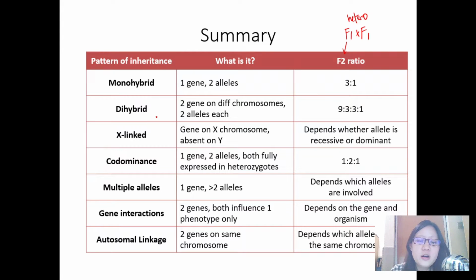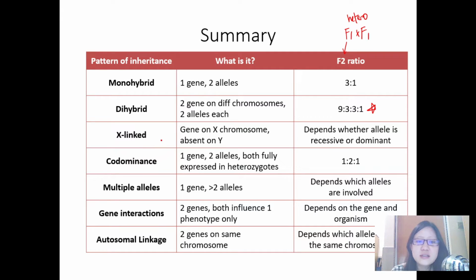cross, we really are talking about two genes on different chromosomes, two alleles each. Again, the normal dominant recessive type ones. But you can see here the F2 ratio differs because instead of one gene, we are talking about two genes. So F1 crossed with F1, which are heterozygous for both genes, would result in a 9:3:3:1 ratio. And you should be familiar with this by now because you drew a lot of genetic diagrams last week.